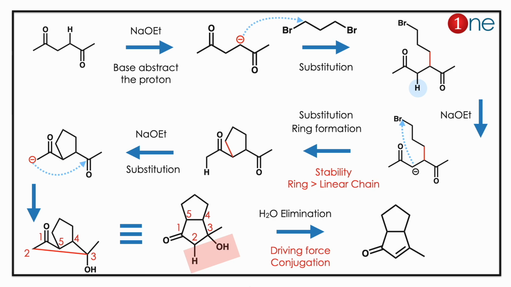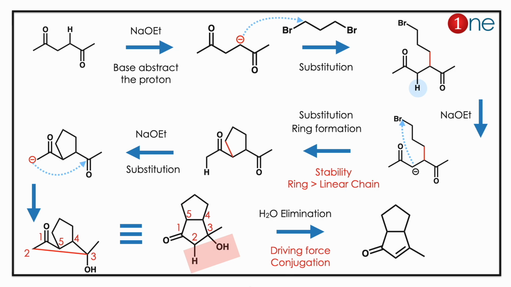Again the proton abstraction, again the nucleophilic reaction. You have 5-member ring formation because a ring is more stable than a linear chain. It forms. Then again there is the possibility of the base abstracting a proton. You have a nucleophile, and it attacks the condensation product. You have again a 5-member ring.